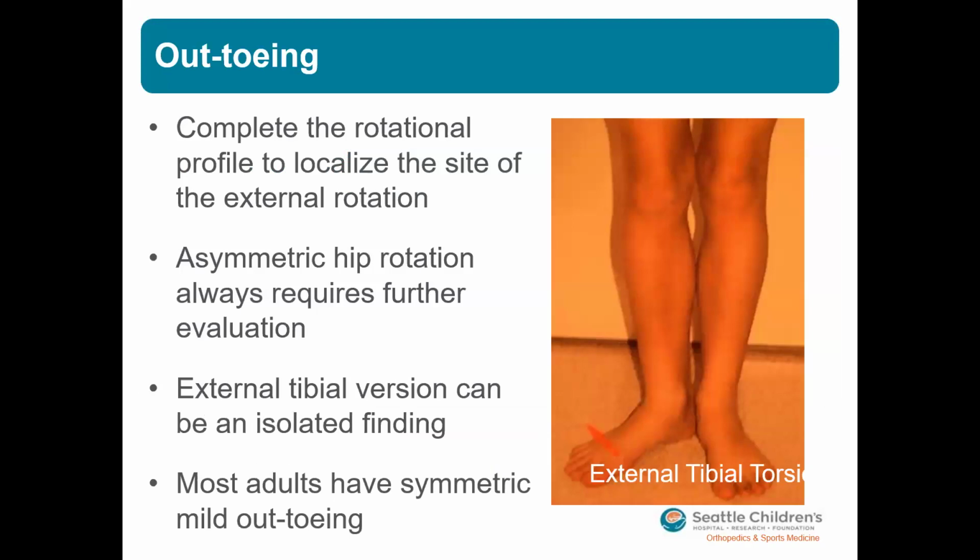So to evaluate out-toeing, you always complete a rotational profile, localize the site. Asymmetric hip rotation always requires further evaluation. This is because of the SCFEs out there that may float through. And it is normal for there to be external tibial version. If it's just coming from the tibia, not concerned. If it's coming from the femur, take an x-ray of the pelvis to rule out an SCFE. And most of us have symmetric mild out-toeing.